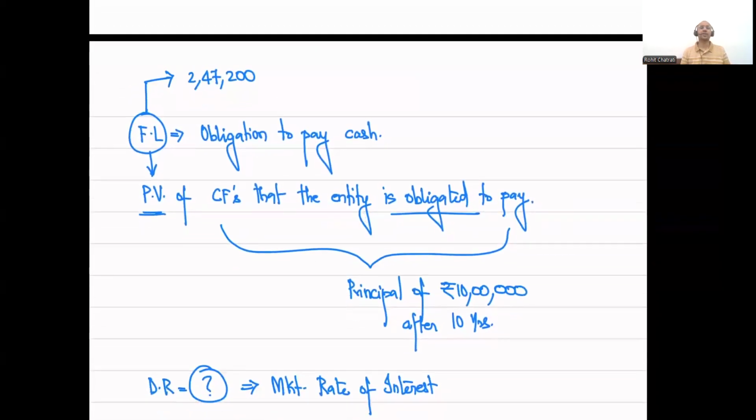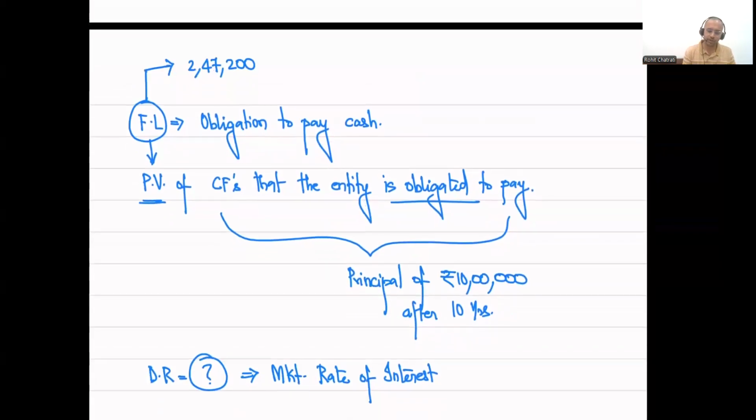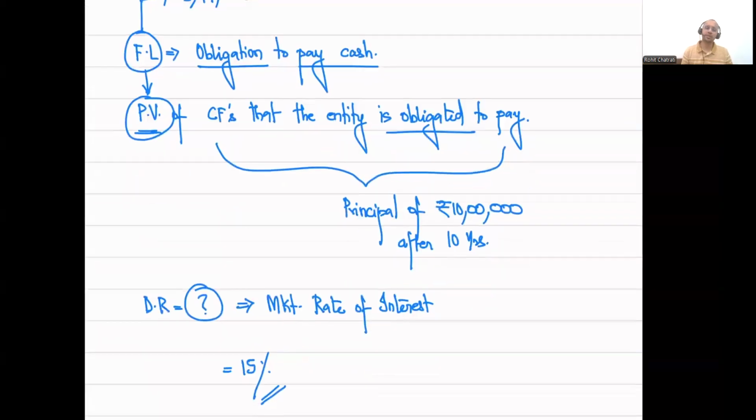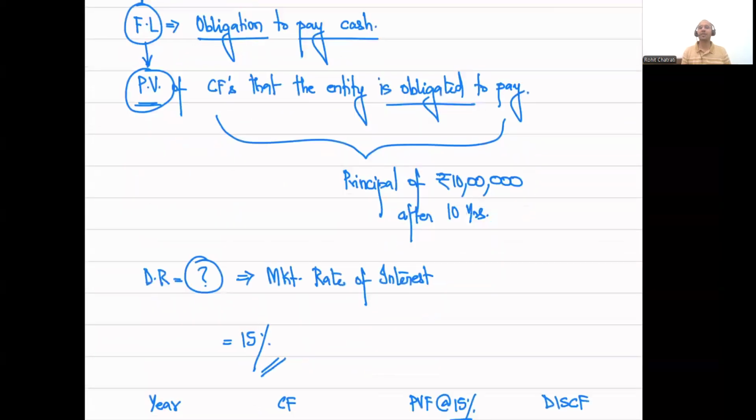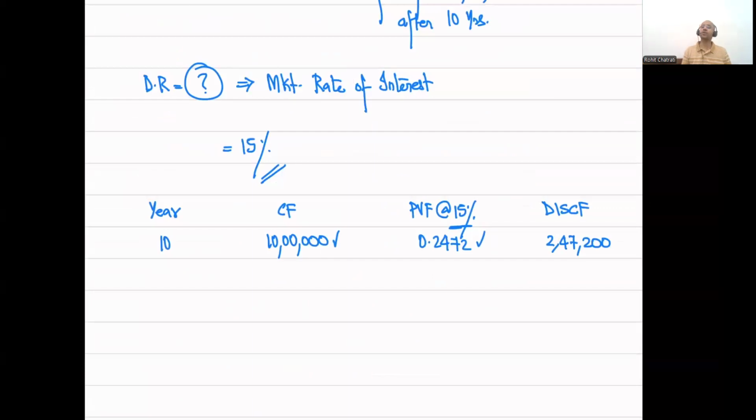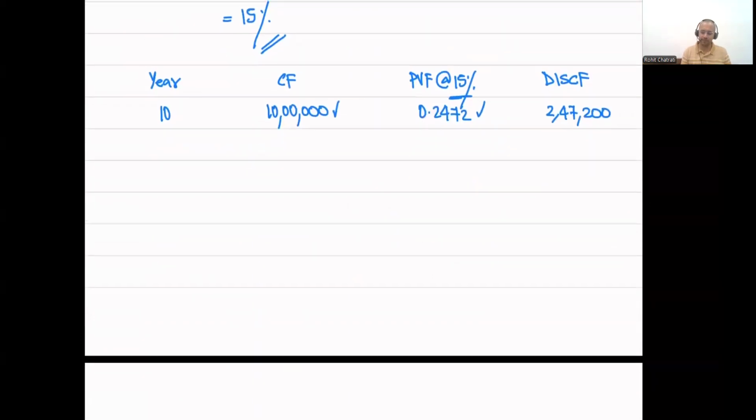How did I calculate the financial liability? I actually told you that financial liability is defined as an obligation to pay cash. Now, such an obligation to pay cash is with respect to principal only in this instrument. Therefore, I take the present value of that obligation. That obligation value is 10 lakhs. The present value of 10 lakhs that's payable after 10 years is equal to 2,47,200.